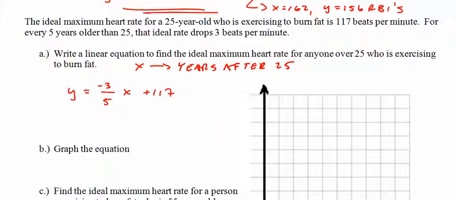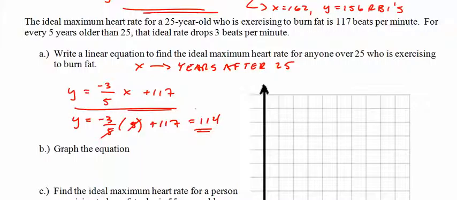And put in 5 years. It should go down 3 beats. We should get 114. Y equals -3 over 5 times 5 plus 117. Cancel, cancel. Hey, look at that. 114. Works very nicely. So there's our equation. Graph it.